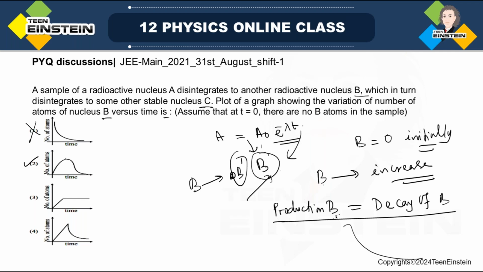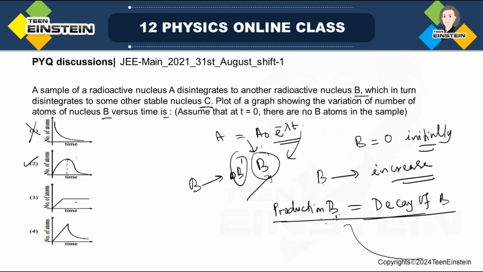So look at option B: it is increasing, and at some time production and decay actually become equal. That is the time when the maximum number of B will be there, just before the rate of production and the rate of decay become equal. Just before that the number of B will be maximum. Thereafter it will start decaying exponentially. So this represents the whole process very nicely and accurately.